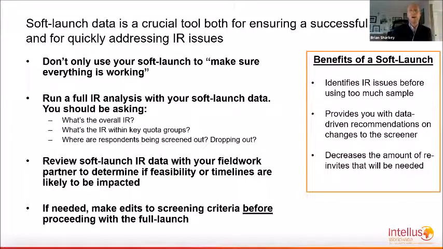When thinking about IR, we also need to be thinking not just of overall IR, but are there things that we can be looking at within key quota groups? So if there are hard quotas you have, make sure you're examining and analyzing IR on those as well. And then certainly looking at where respondents are being screened out, where are they dropping out? What is causing our IR to drop? This is really the big question you should be asking.